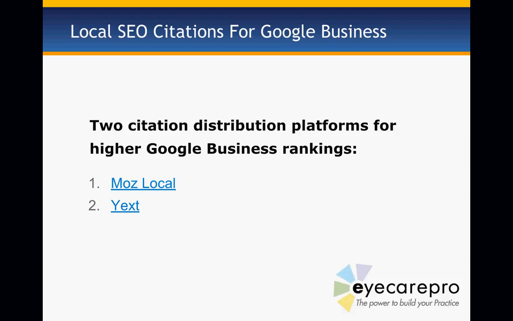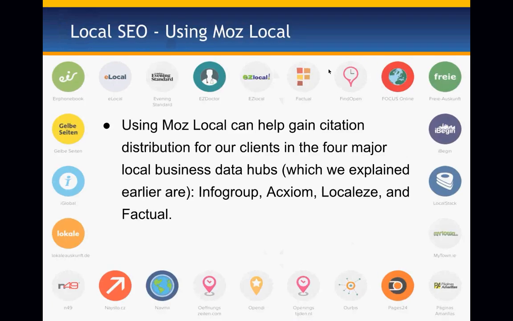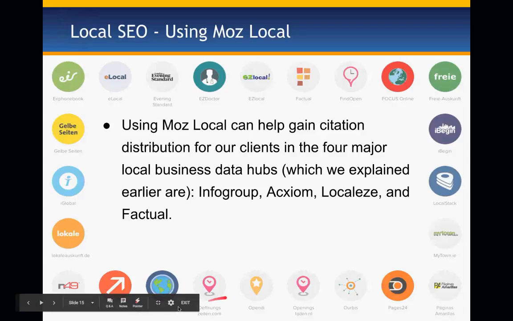Okay, so the question now is, how do we fix local citations if we don't have access to the citations themselves? Of course, we know we use Moz Local and Yext. On the outside, these are all the citations that Moz Local sends out to. I've got a few pages of them. You can check them out yourselves.